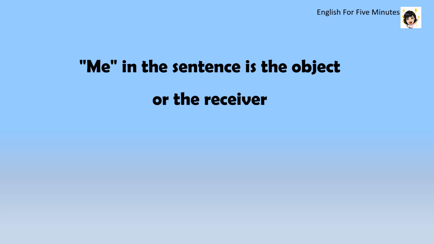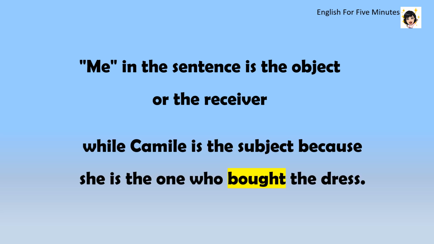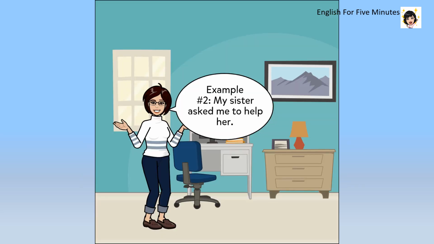Me in the sentence is the object or the receiver, while Camila is the subject because she is the one who bought the dress. Okay, this is example number 2. My sister asked me to help her.